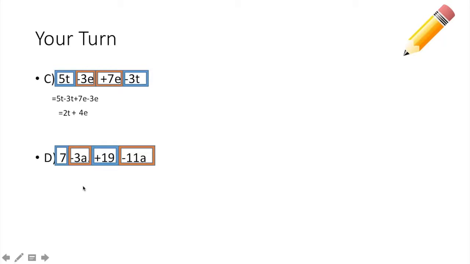So now we're going to put them in order, so both numbers are next to each other. So 7 plus 19 are next to each other, minus 11a and minus 3a are next to each other. So this expression is equivalent, 7 plus 19 is equivalent to 26, then you have your minus symbol here, and then 11a plus 3a is equivalent to 8a.